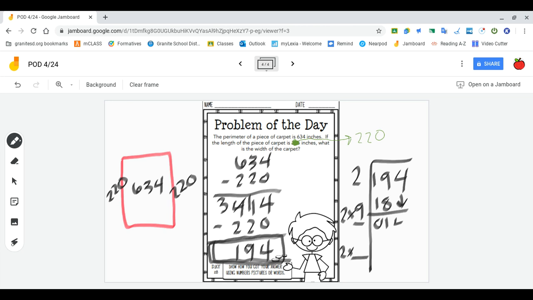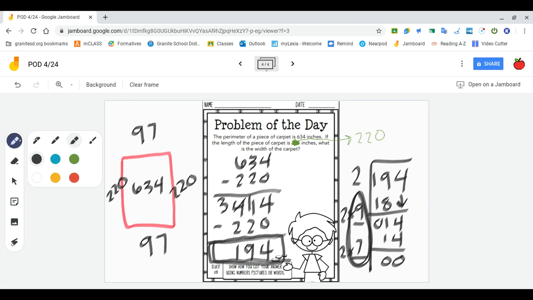Bring down the 4. 2 times what gets me as close to 14 without going over? Skip count again. 2, 4, 6, 8, 10, 12, 14 exactly is 7. That equals 14 with no remainder. So my answer is 97 would be on both sides. And the answer asks for one side, so it would be 97.